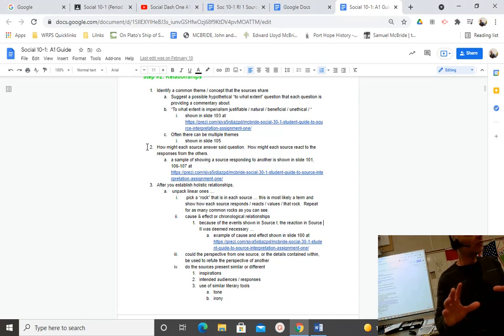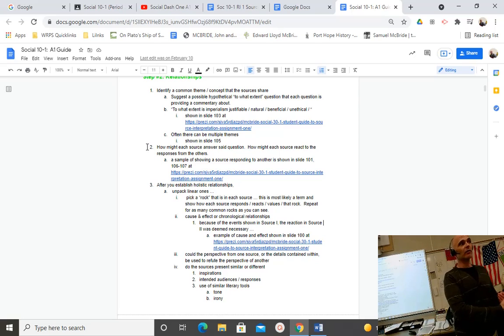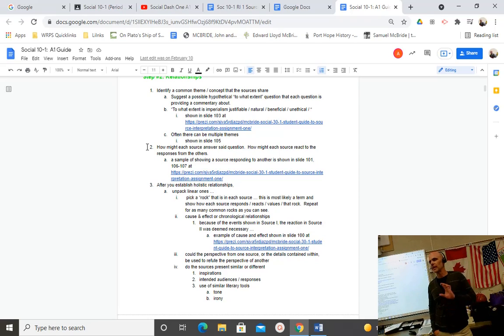So step one, ladies and gentlemen, announce a common question. Taken as a set, each of the sources presents a perspective in response to what extent does globalization unlock the confrontational nature of people? That's step one. You do that every time that you do a relationship paragraph. Although the question might be different, the procedure is the same. Any questions about step one?